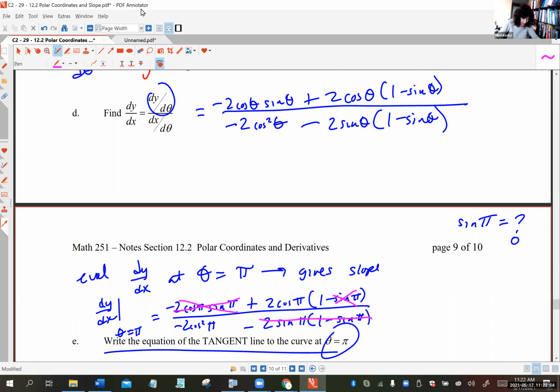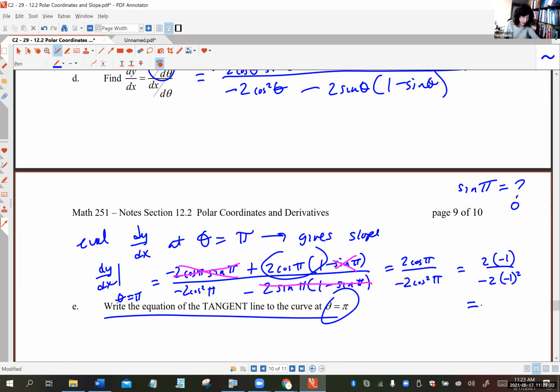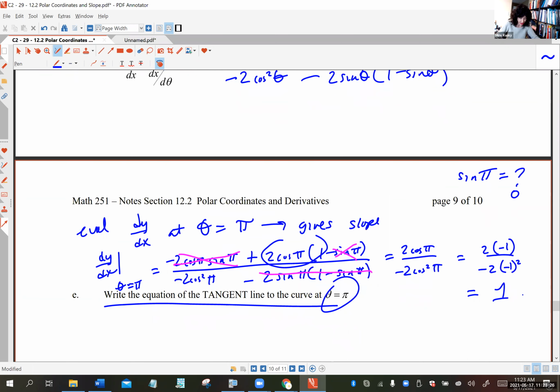Now be careful, not everything cancels out. Don't get too excited here. What's still left here? We have 2 cos pi up top, and we have negative 2 cos squared pi down below. Now cosine pi is a nice number. It's negative 1. And when you square negative 1, it's 1. And so when I reduce this to lowest terms, this doesn't always happen, but I get a 1. That's nice.